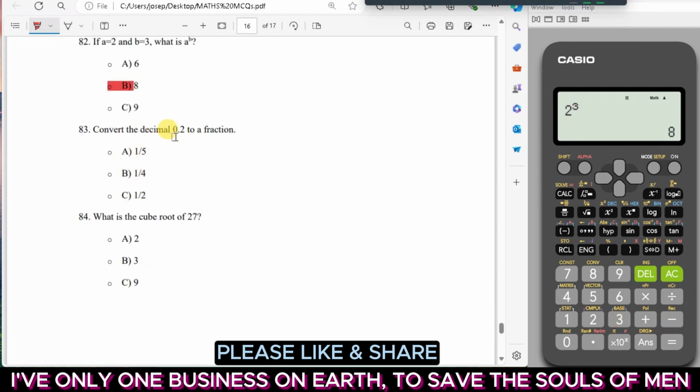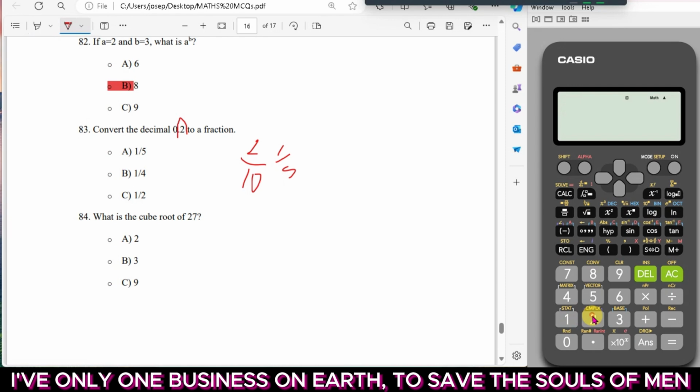Convert the decimal 0.2 to a fraction. When you have this decimal, all you have to do is to move the decimal point, and the number of zeros depends on the number of places you have moved. You only moved one, so you now have 2 over 10, and you can break this down. 2 into itself gives you 1, and 2 into 10 gives you 5. Better still, you can use the calculator to do that. So we have 0.2, quickly press your equals, and that's 1 over 5. So the correct answer here is A.